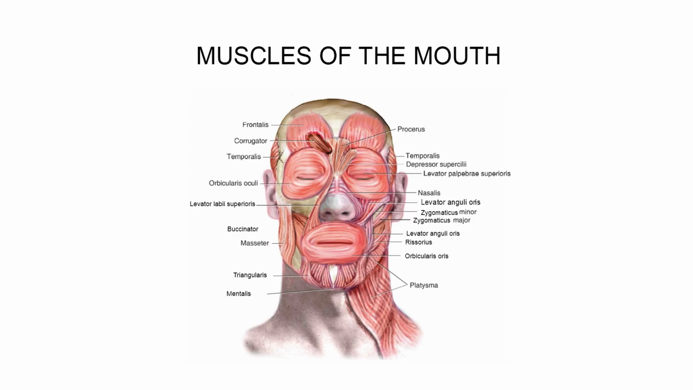The mentalis is the muscle that elevates the lower lip. The orbicularis oris muscle compresses, contracts, and puckers the lips. The levator anguli oris is associated with smiling. So if you're normally a human that uses your triangularis, that frowns a lot, let's turn it around and start using more of our levator anguli oris.